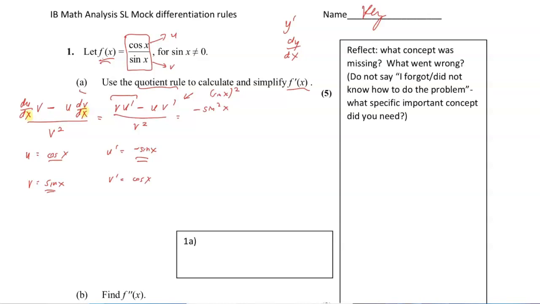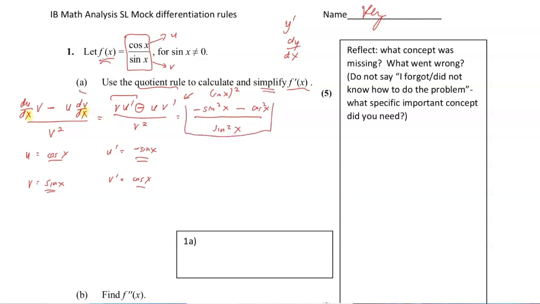Okay, negative sine squared x, and then I'm going to do a subtract, right? Subtract, and then I put the u, which is cosine x, and then I'm going to multiply times v dash, which is also cosine x. So I'm going to square that too. And then on the bottom, I'm going to put v squared, which would be sine squared x. Okay, so here is my initial answer, and it says to simplify.